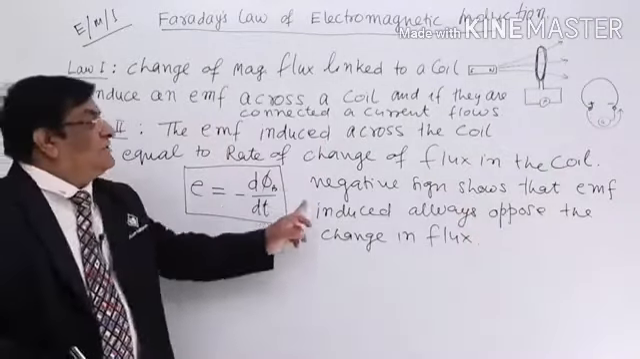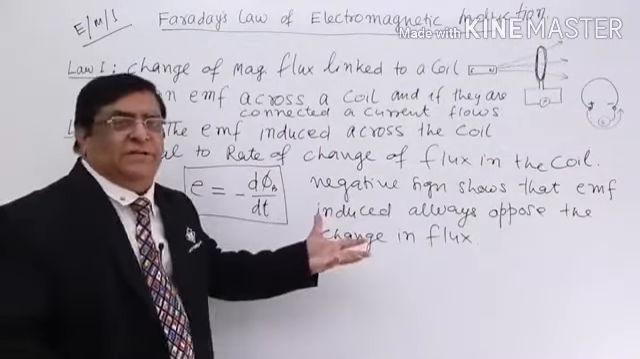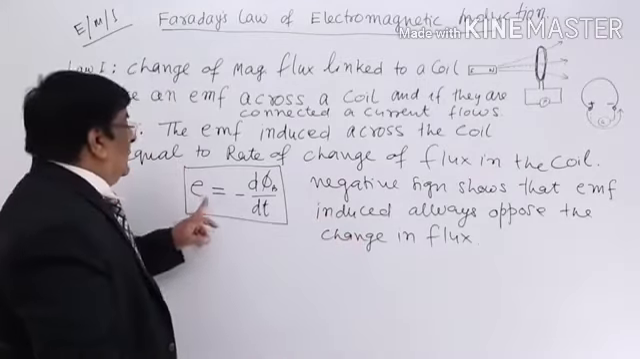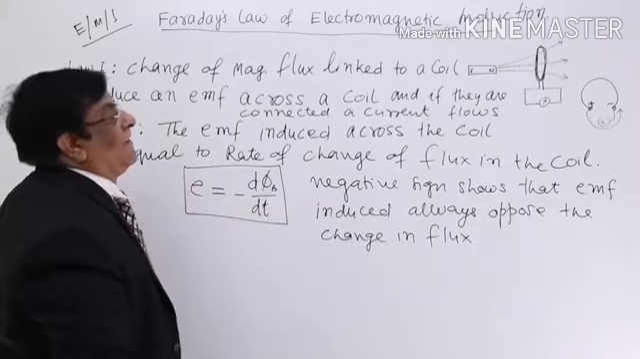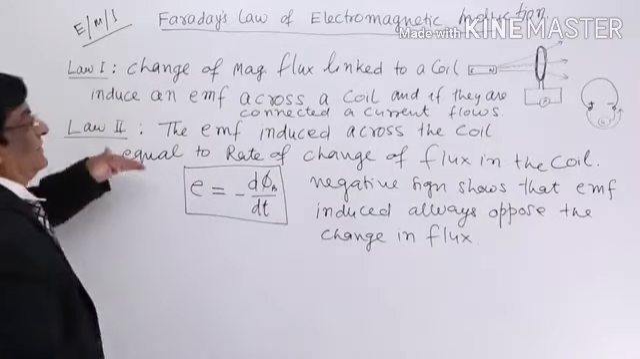We will do this in detail in the next lecture when we study Lenz's law, but here E is equal to d phi by dt with a negative sign. So these are the two laws.